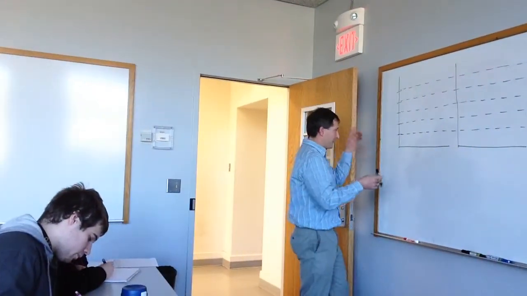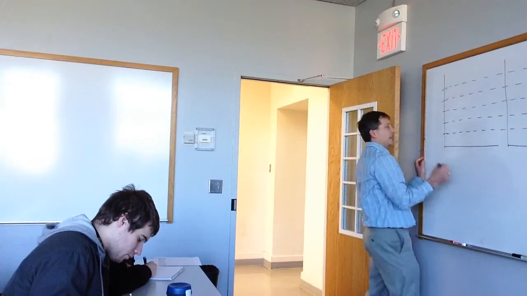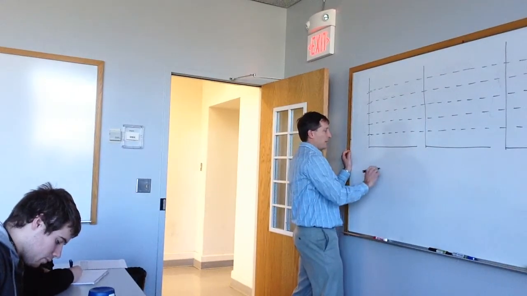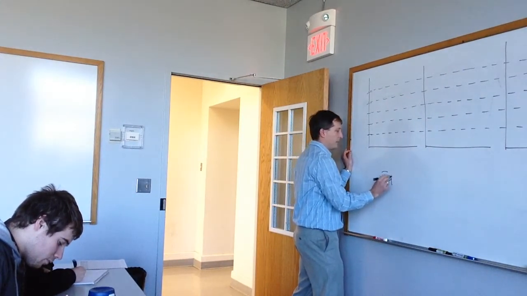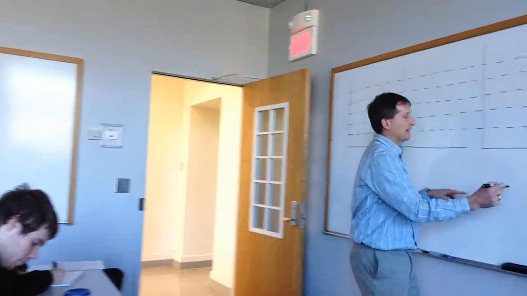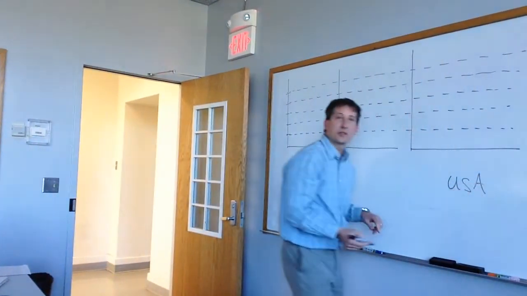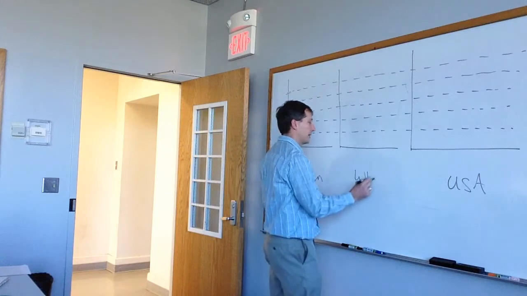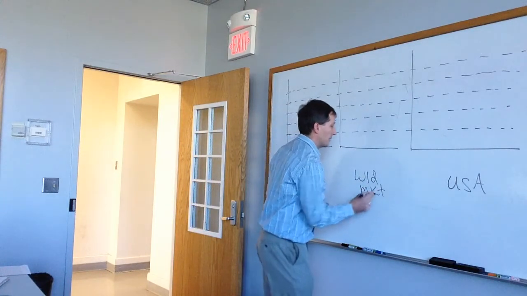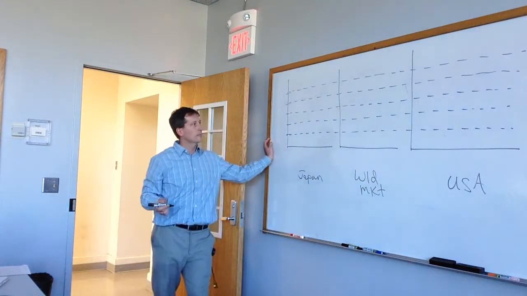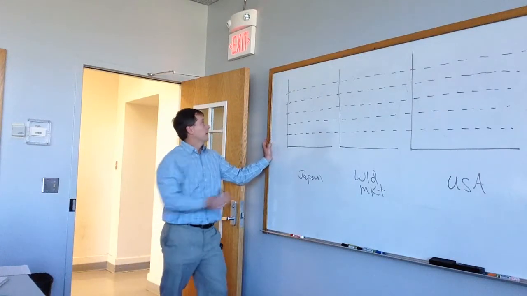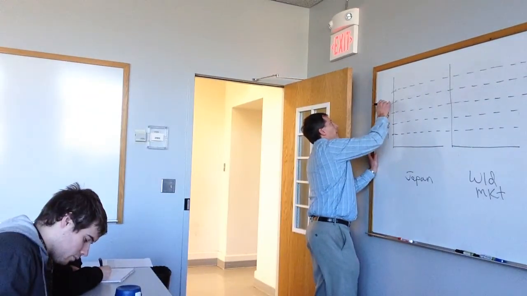Now this time you can use your own creativity if you want. We can go ahead and put Japan here, and we're going to put the United States over here. And then we're going to have the two meet in the middle in the world market. So this is the world market. 1, 2, 3, 4, 5.